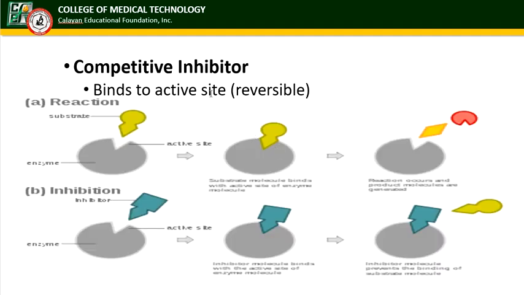Okay. So, competitive inhibitor. So, ito yung ating regular na enzyme substrate complex and reaction. So, yung color gray is our enzyme and our substrate is yellow. So, kakabit siya sa active site. Tawag dito, enzyme substrate complex. So, yung ating substrate na-convert na into product. Okay, gets? So, paano pumasok yung competitive inhibitor?